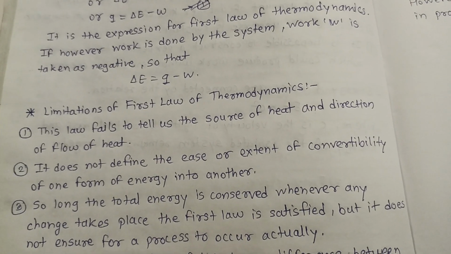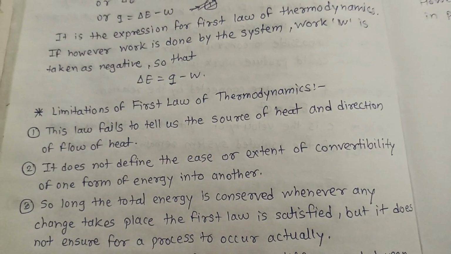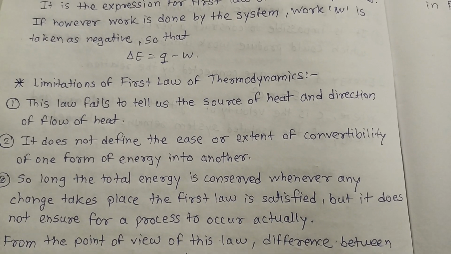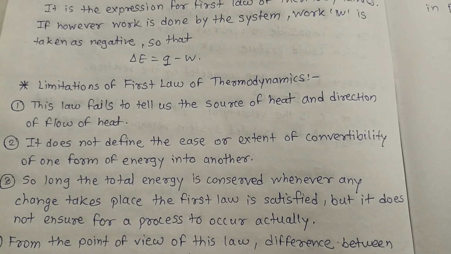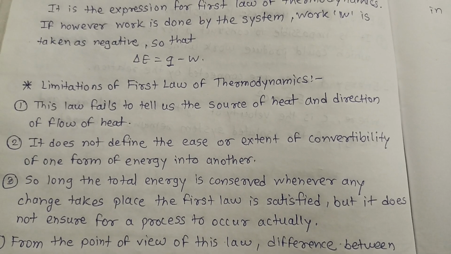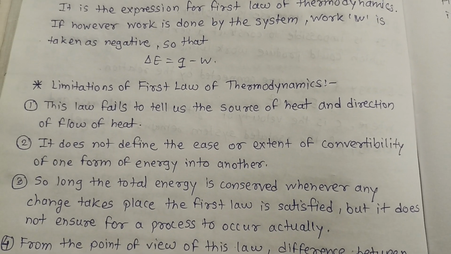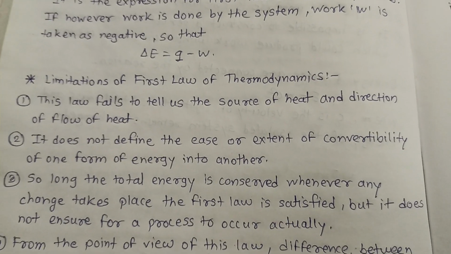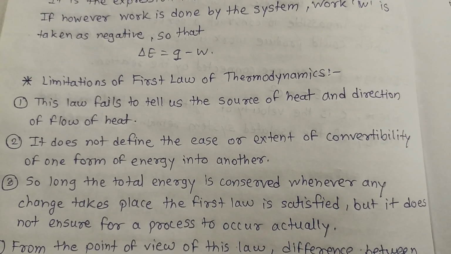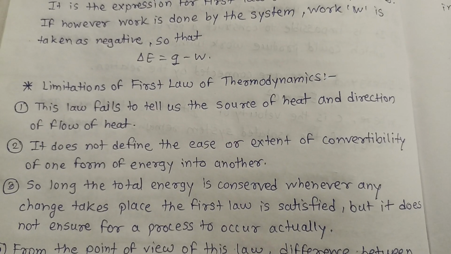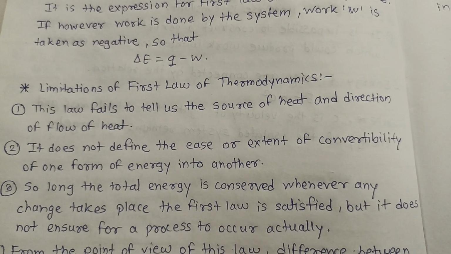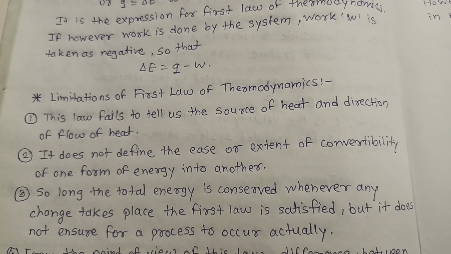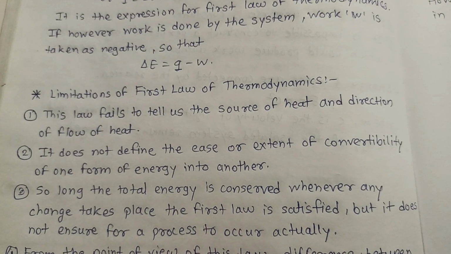After the mathematical expression, the last part is the limitations of the first law of thermodynamics. This law fails to tell us the source of heat and the direction of flow of heat. So it does not tell us about the source and direction of flow of heat. Second, it does not define the ease or extent of convertibility of one form of energy into another, that is, how much energy gets converted from one form to another. So it does not talk about that.